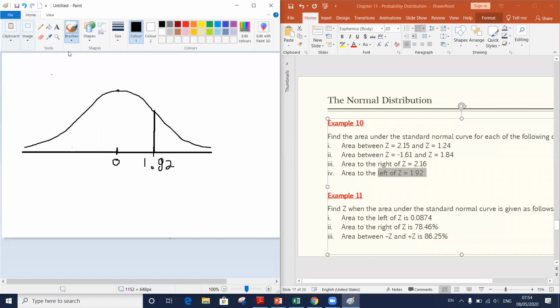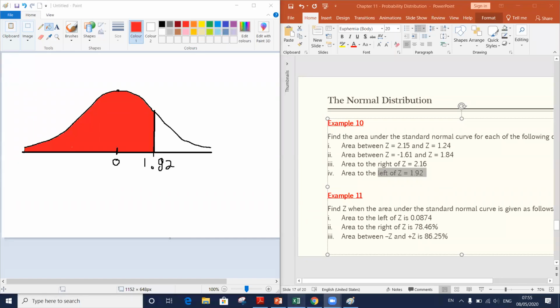Area to the left of Z equals 1.92. It talks about this part. Area to the left of Z equals 1.92, right? So here, how can we find the relevant value?